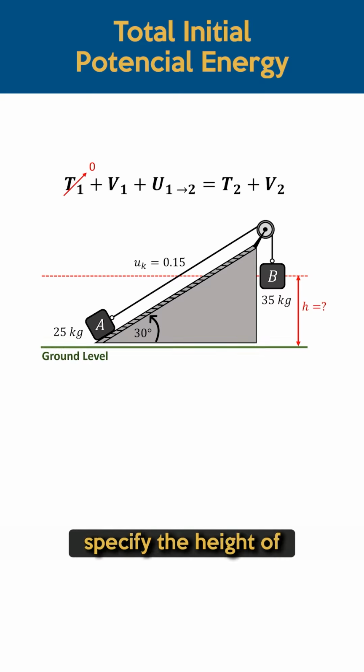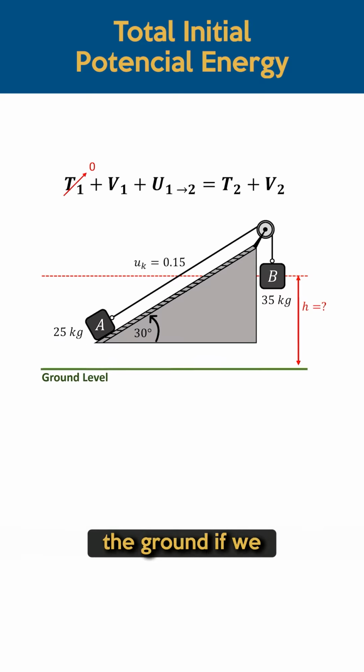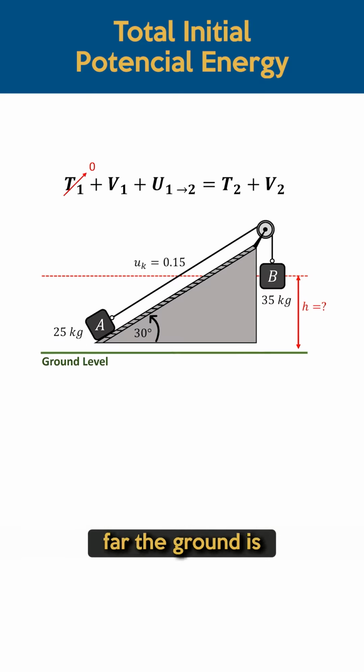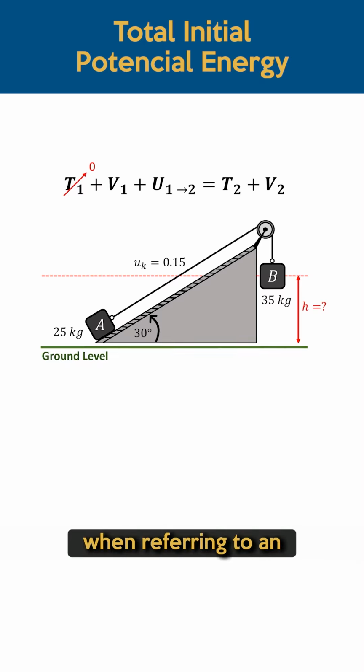But how can we specify the height of each block relative to the ground if we have no idea how far the ground is situated from our system? Well, when referring to an object's height, we are referring to a relative quantity. This means that we have to define a reference point for each object before we can assign a quantity to its relative height.